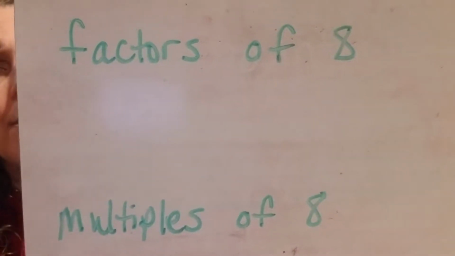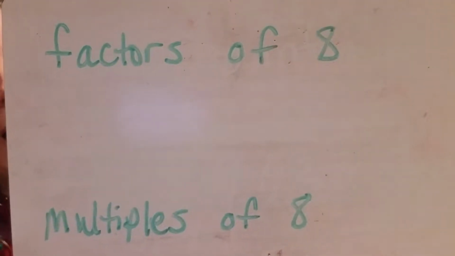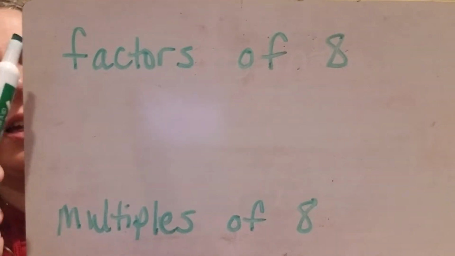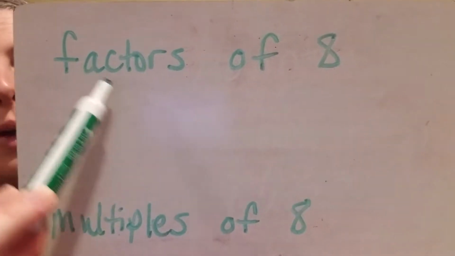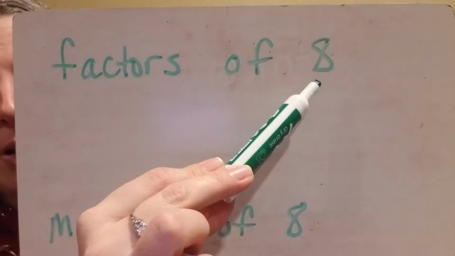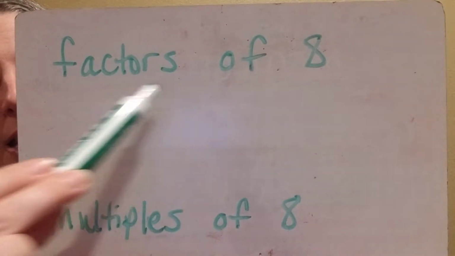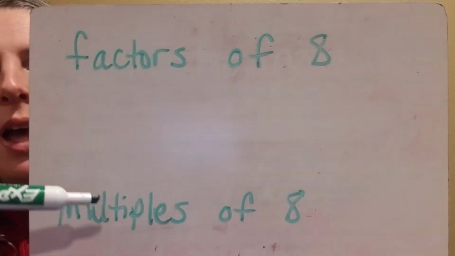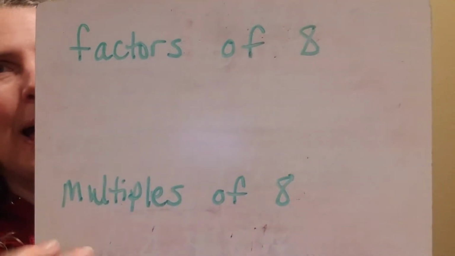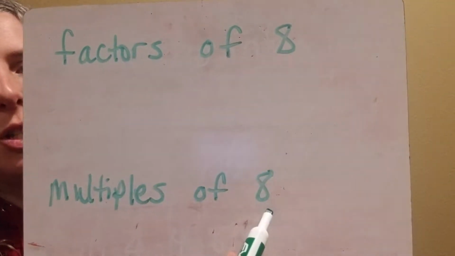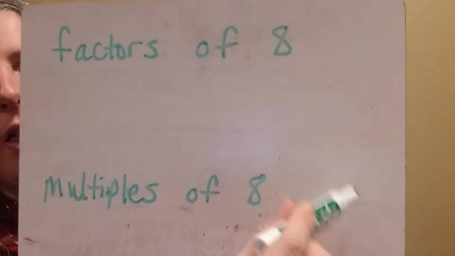We are going to look at factors and multiples. An easy way to think of it is factors go into a number. So the number can be divided by any of the factors of the number. And then multiples come out of the number. That number is used to make other numbers.